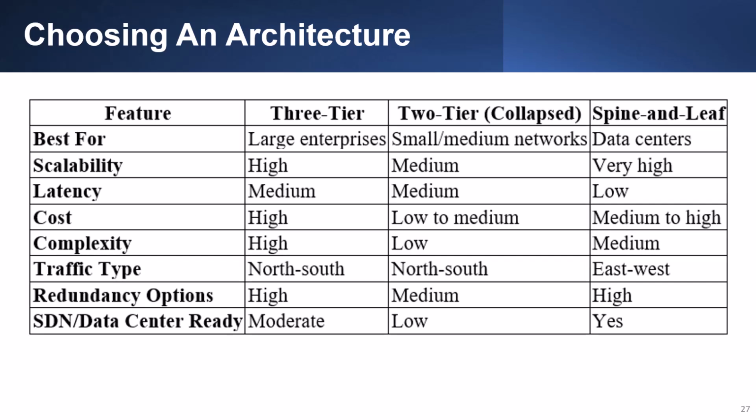Here's a table summarizing the various architectures. As you can see, you should use three-tier for large enterprises and two-tier collapsed core for small and medium networks. For data centers, you should use the spine and leaf, which offers low latency, which is needed for heavy east-west traffic.